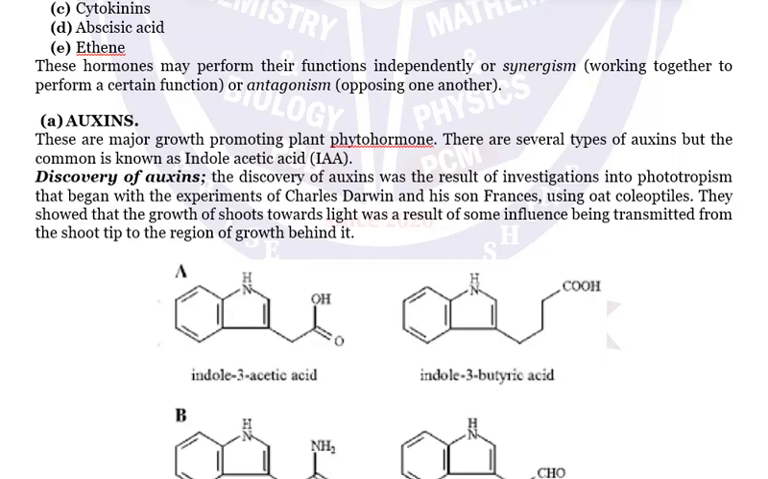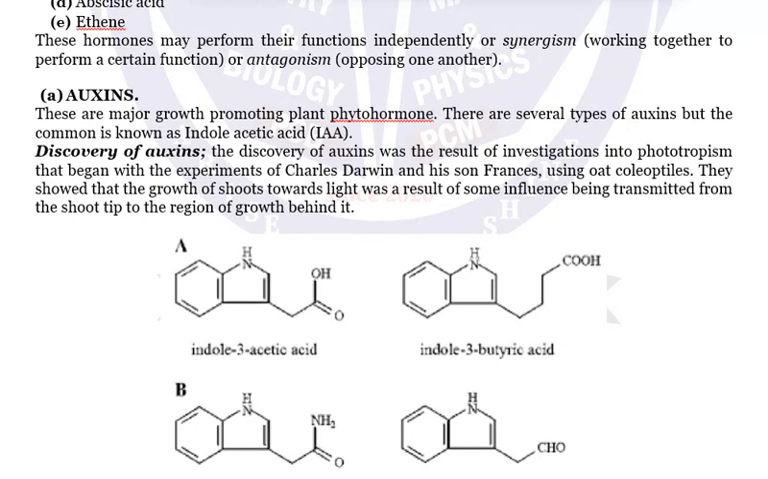Now we have several types of auxins, because when we are talking of auxin, we don't talk of one compound. It is a group of closely related compounds. We have several types of auxin, but the common one is indole acetic acid, IAA. And you need to know some aspects of these phytohormones.